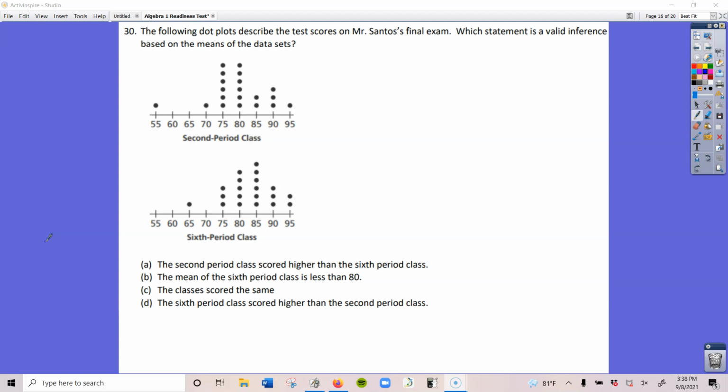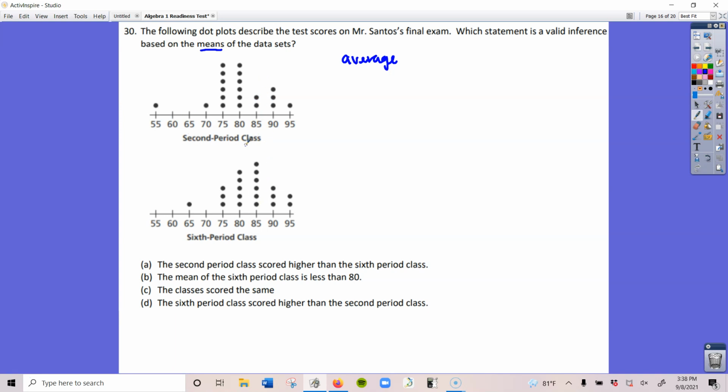This one reads, the following dot plots describe the test scores on Mr. Santos' final exam. Which statement is a valid inference based on the means of the data sets? Just so you understand, a mean is an average. And how we find an average is by adding all of the numbers up and dividing it by however many numbers you have. Now, how to read these dot plots?